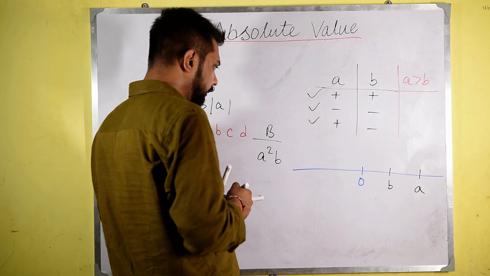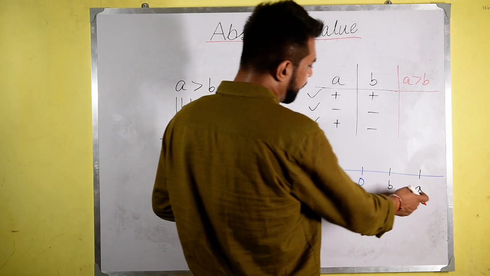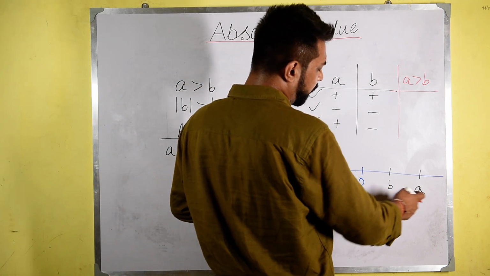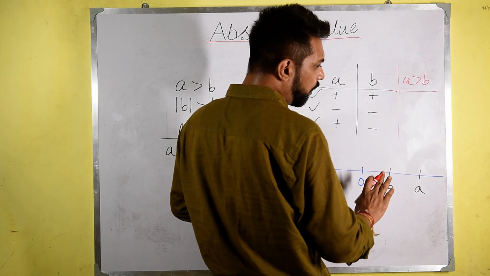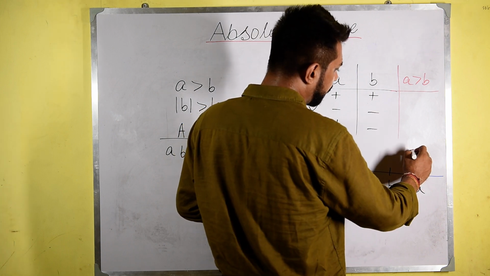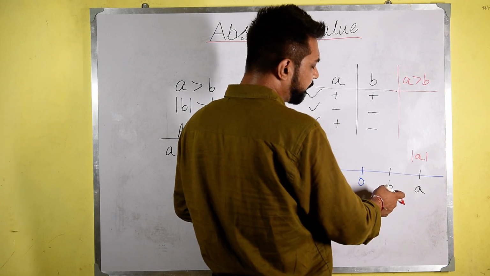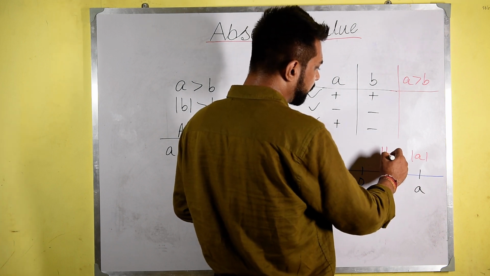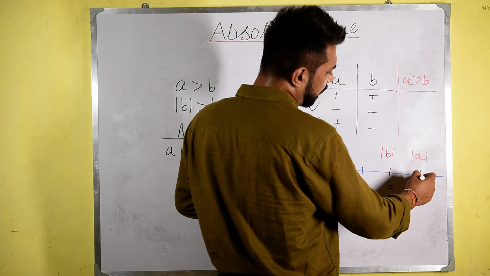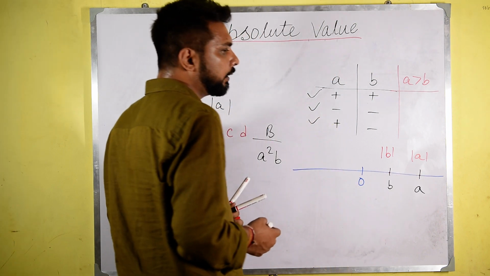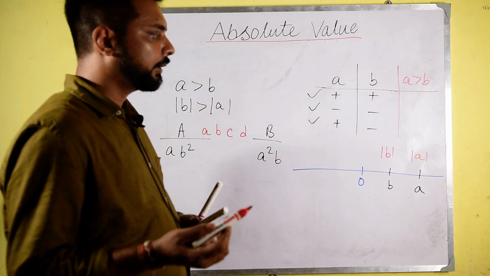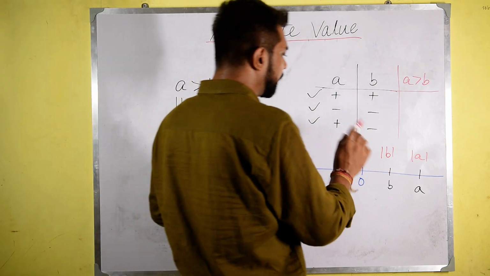So now guys, if A is here, B is here, both are positive numbers. If I take the mod of A, the value will be here only, because mod of a positive number will be the same number. Similarly, if B is a positive number, mod of B will also be the same point, because mod of a positive number will always be the same number, right?